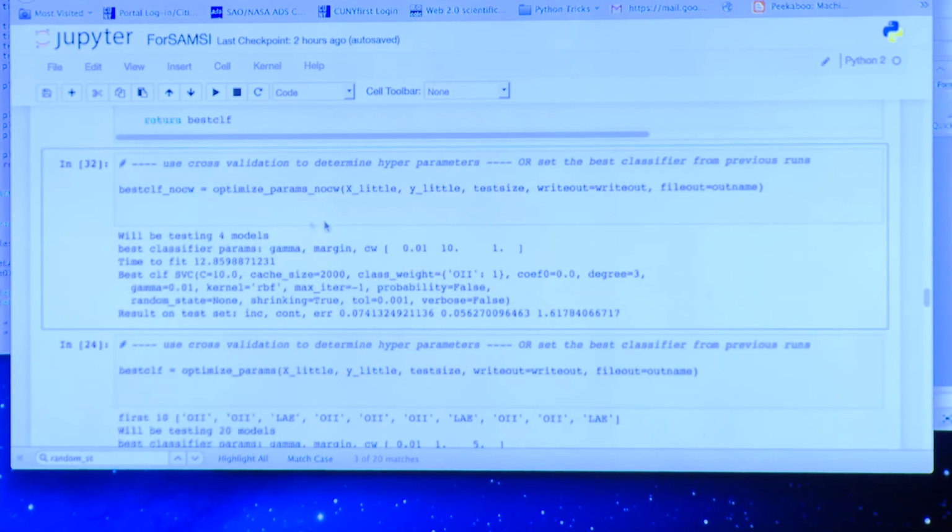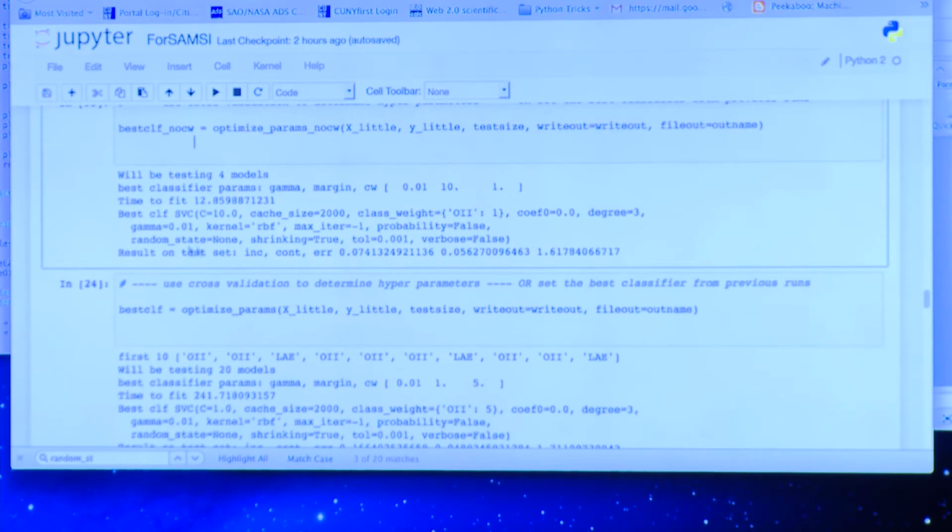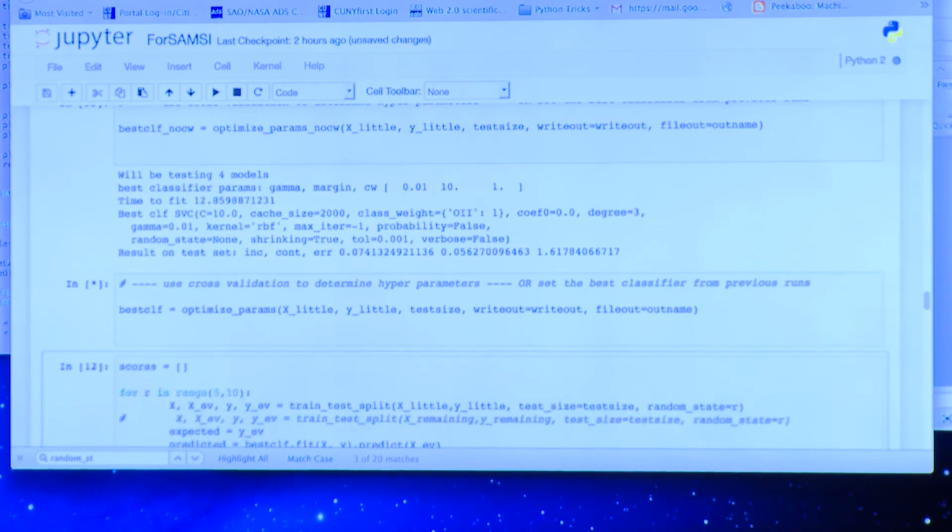Okay, so this is just 4 models, and it gives me a result on the test set. So it spit out something with, I guess, a gamma of 0.01, and the soft margin is 10. And I can do the same thing, but now allowing the class weight to change, and this is actually going to take a minute or two.